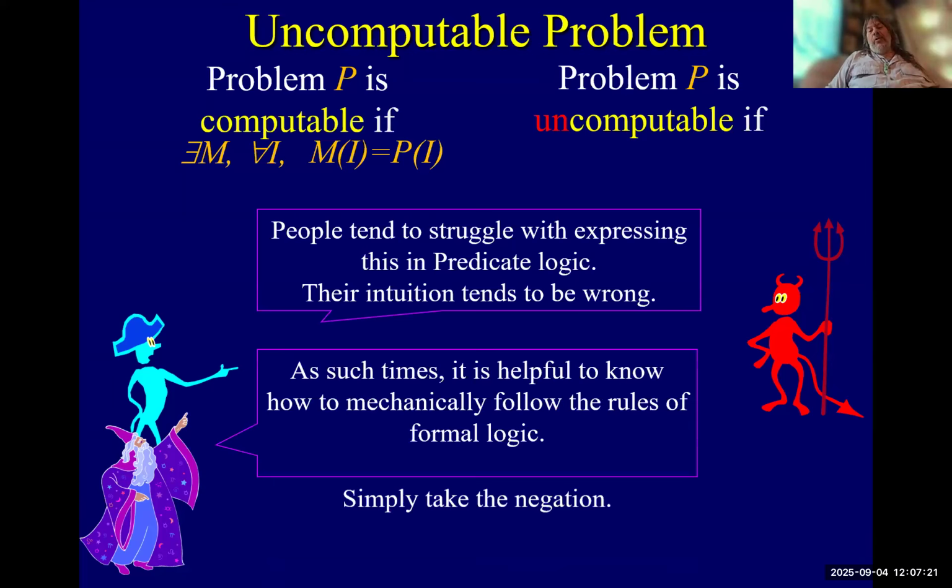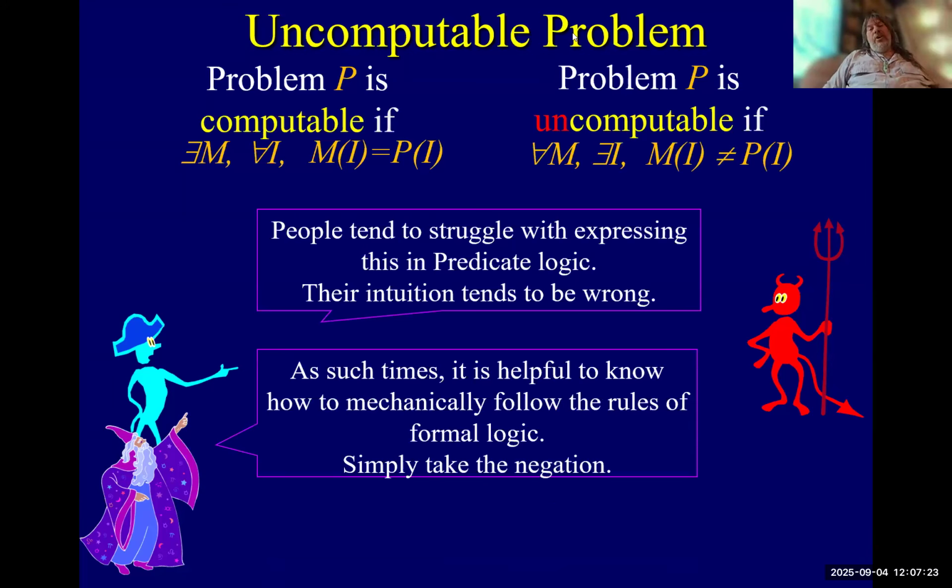And there's a mechanical way of doing it: you put a negation in front, and as the negation comes in, if it's not true that there exists a machine, then for every machine it's not true. And then if it's not true for every input, then there exists an input for which it's not true. So then this becomes the statement that P is uncomputable, right?